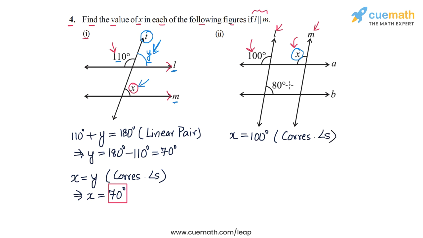So we don't even need to consider this angle here that's marked 80 degrees. We can directly see that x is equal to 100 degrees. So in part 2, the answer is 100 degrees. And with this, we have completed question number 4.